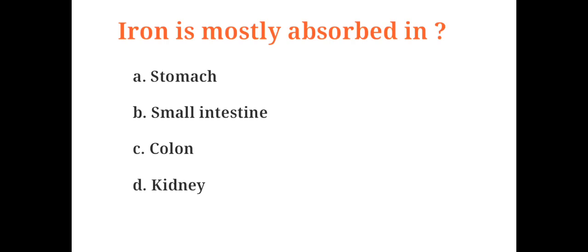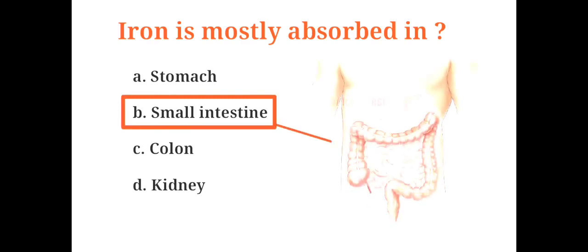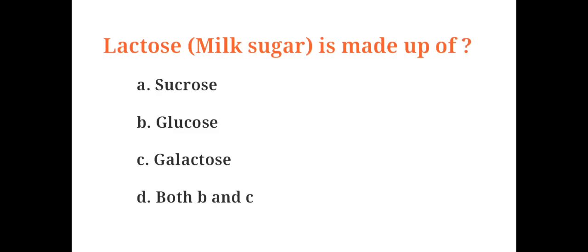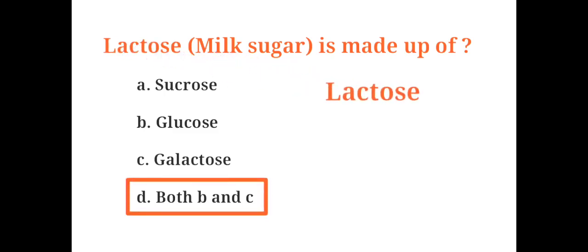Iron is mostly absorbed in A. Stomach, B. Small intestine, C. Colon, D. Kidney. And the correct answer is B. Small intestine. Lactose is made up of A. Sucrose, B. Glucose, C. Galactose, D. Both B and C. And the correct answer is D. Both B and C. Lactose is made up of both glucose and galactose.